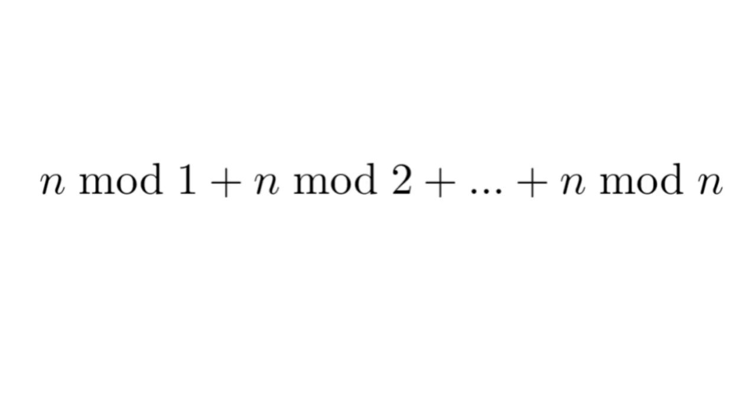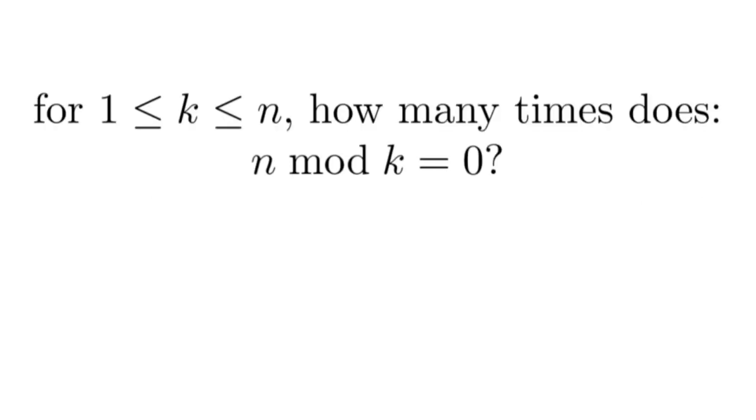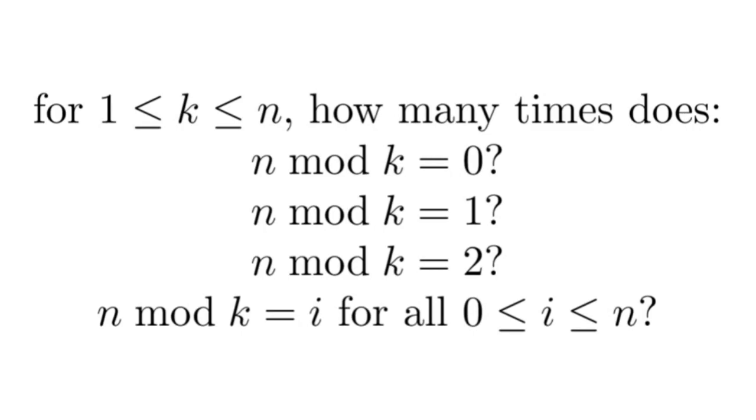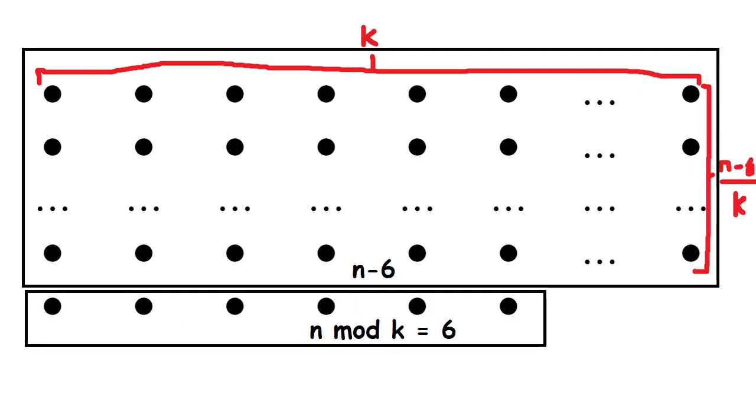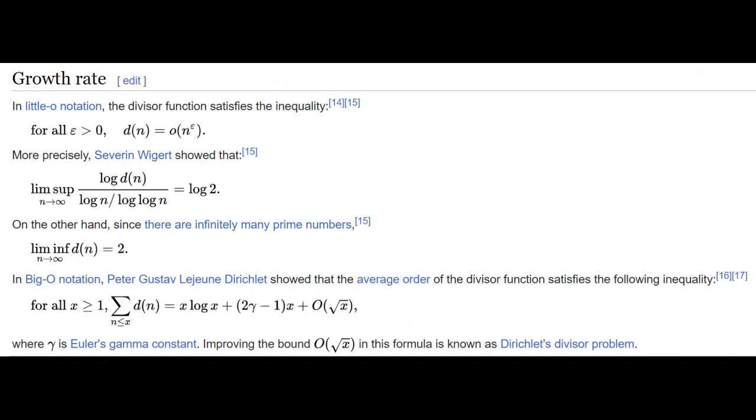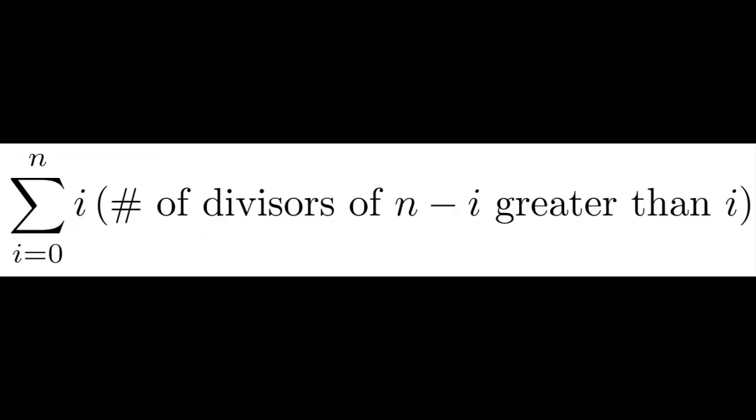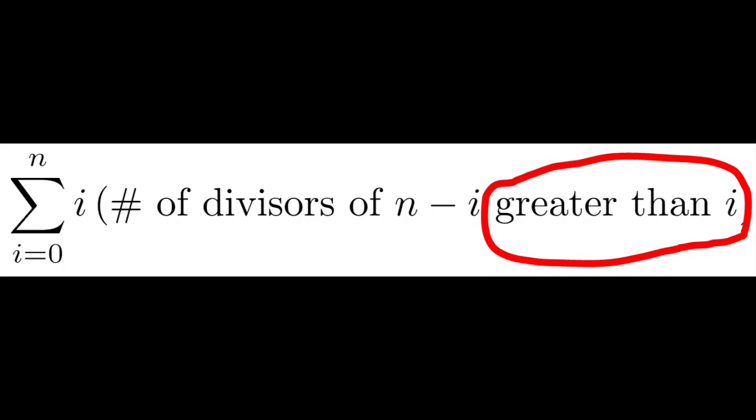One thing I tried was counting the number of times that the remainder equals a certain number. If the remainder of n when divided by k is, say, 6, then we know k is a divisor of n minus 6, and also that k is greater than 6. Conversely, if k meets these criteria, we know the remainder is going to be 6. Although there's no simple formula for the number of divisors of a number, it's a well-studied function, so this seemed promising. However, I couldn't figure out how to fit in this bit about greater than 6, so it was back to the drawing board.